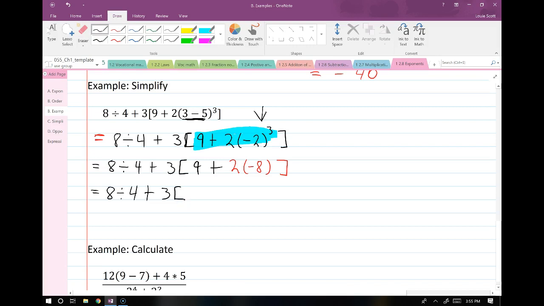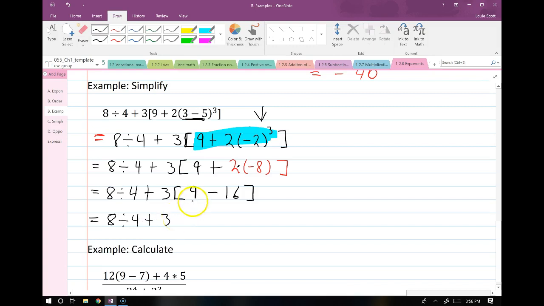I want to go through and handle all my multiplication on this next step. I only have one multiplication to do, and it's right there. So I have 9 plus 2 times negative 8. That gives me, oops, I should erase this plus sign. That gives me negative 16. All right, we're getting there. So now I have 8 divided by 4 plus 3.